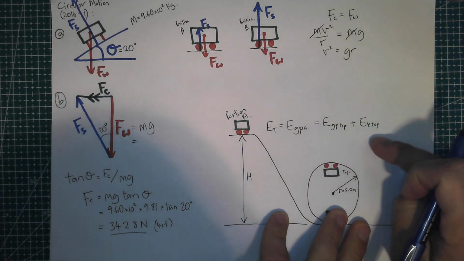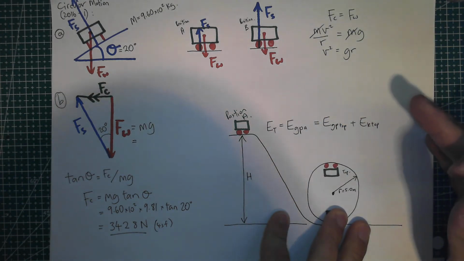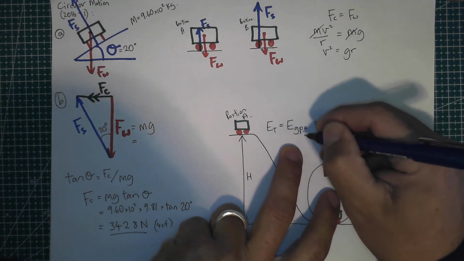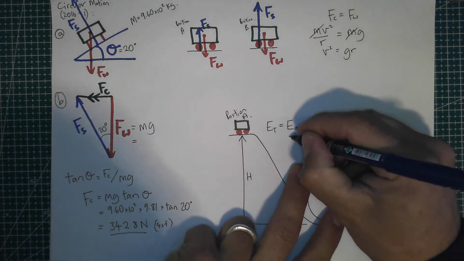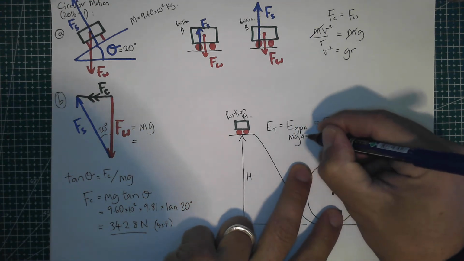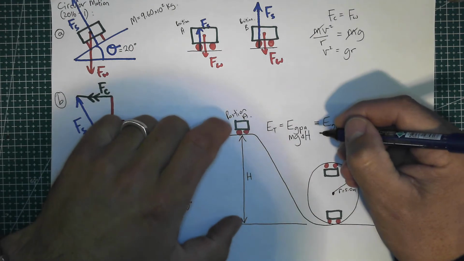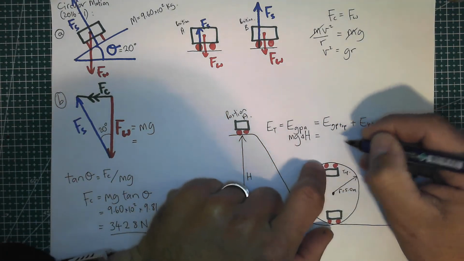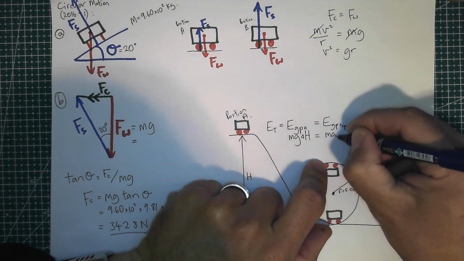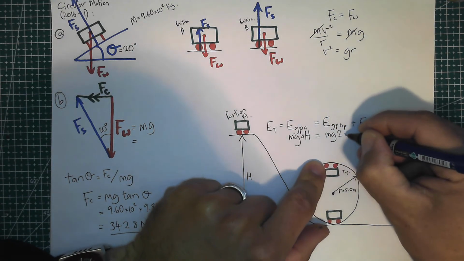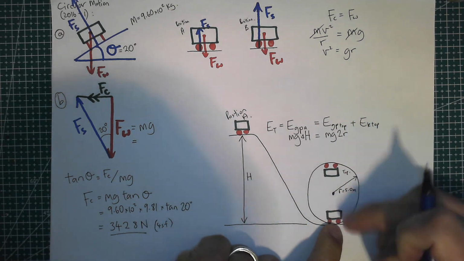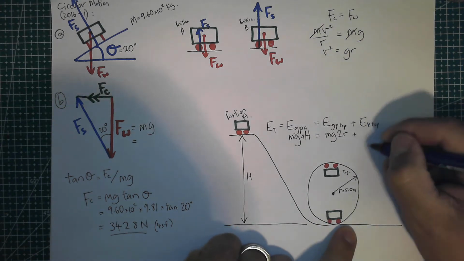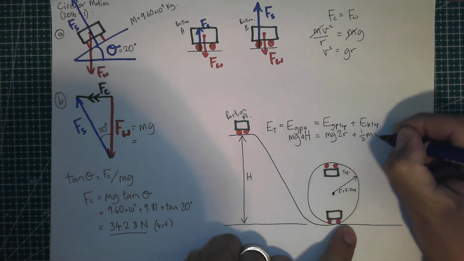So let's start using this. Anyway, let's go here. So this is gravitational potential energy. That's mg delta h, because we're talking about the gravitational potential energy at this position. And now we're going to look at the gravitational potential energy in this position. So that's mg 2r, because the height of the loop is 2 times the radius, so 2r. And then here, the kinetic energy at the top is half mv squared.